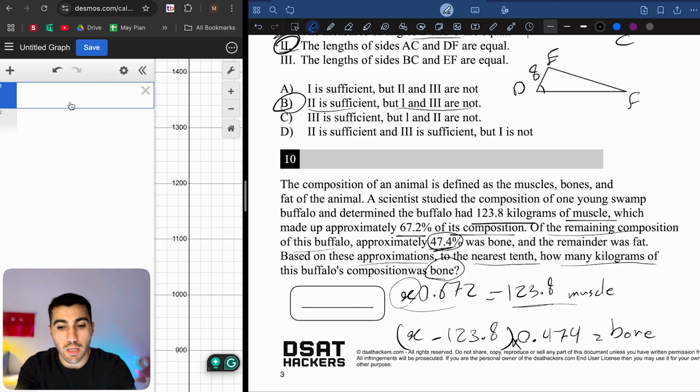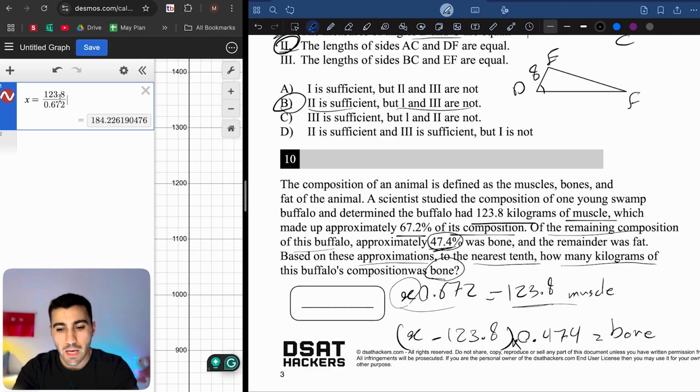I'm going to divide both sides by 0.672. So X is going to be equal to 123.8 divided by 0.672. That gives us this much. This number is not a rounded number. It's very long, so I'm just going to keep it this way, and you can copy this in the blue book as well. So this is the actual composition of the animal.